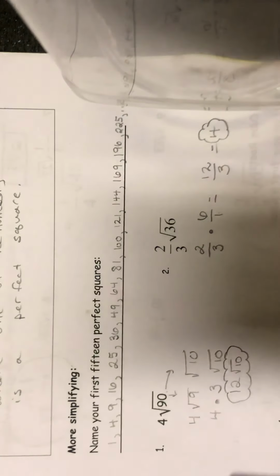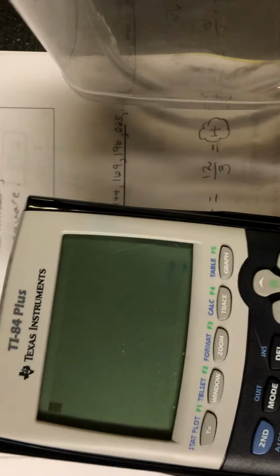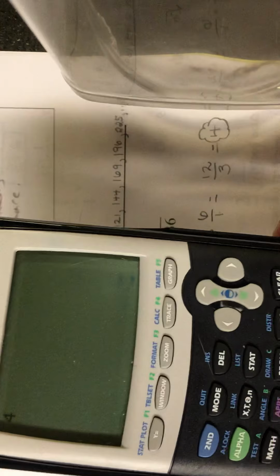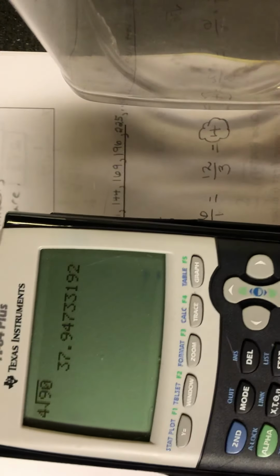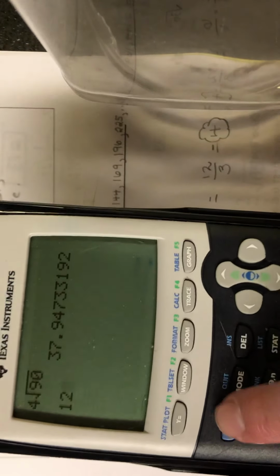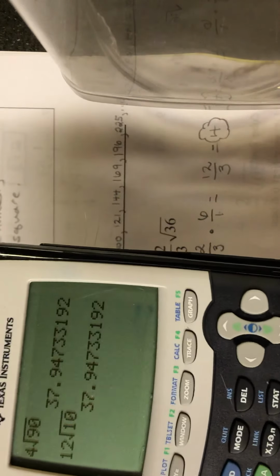Now, I'm not sure if you remember, a really neat way to check your work. I know you guys don't have a calculator like this at home, but I do. So let me show you my work. If I type 4 times the square root of 90, I end up getting this big long decimal. To double check that I have the right answer, I'm going to type 12 times the square root of 10. Guess what? It's a match.